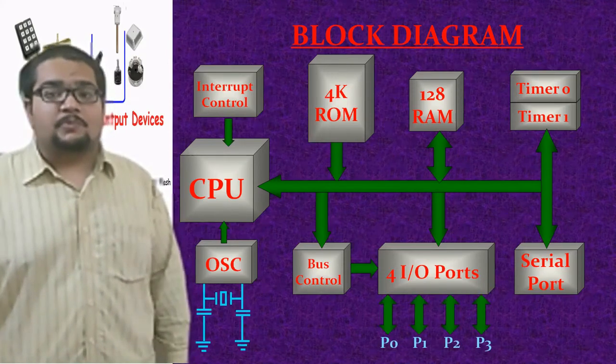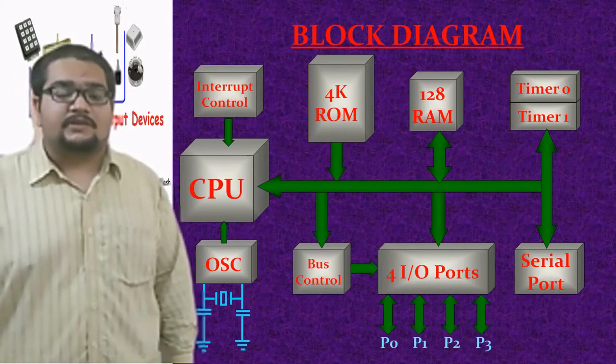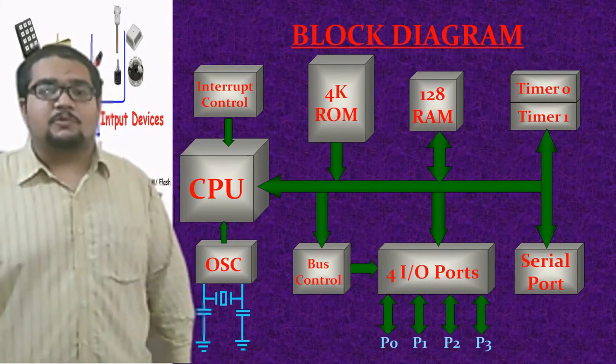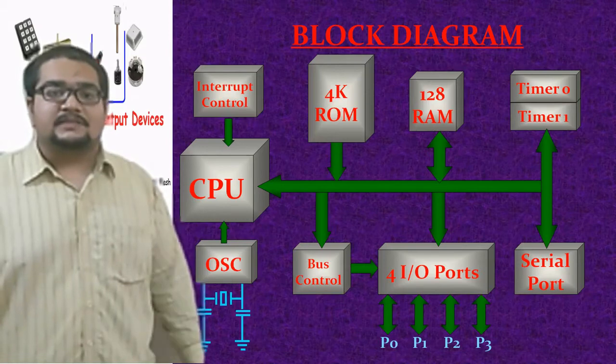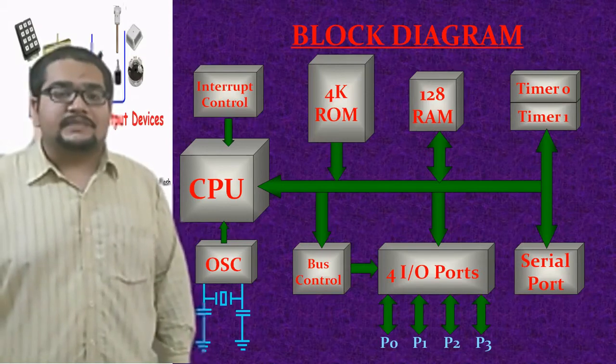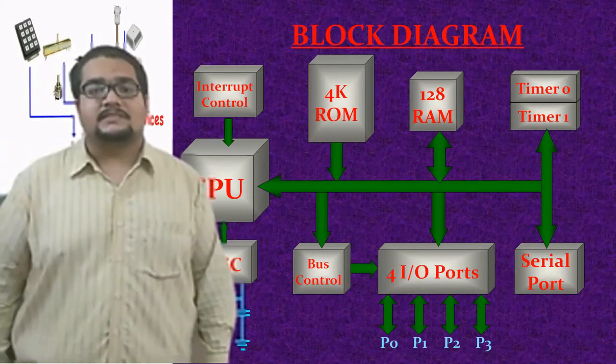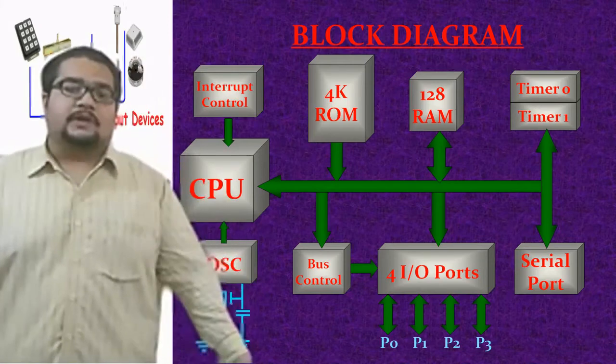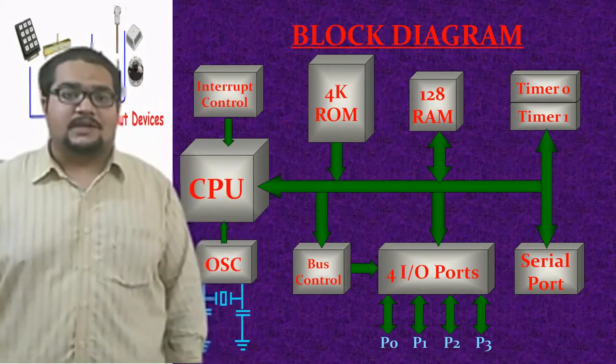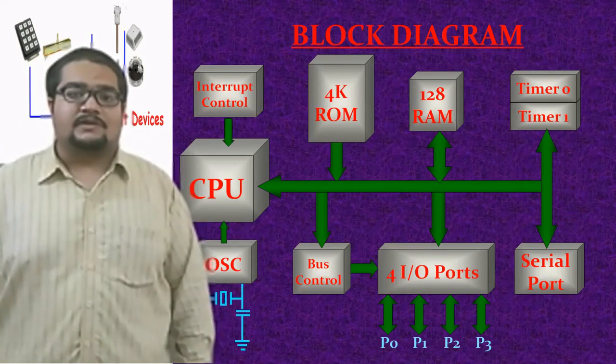The 4 I/O ports of this 8051 system are named port 0, port 1, port 2, and port 3. Each one is 8 bits in size. That means 8 I/O lines are there on each port. So 8 times 4, that is 32 I/O lines in total, are there on the 8051 microcontroller.